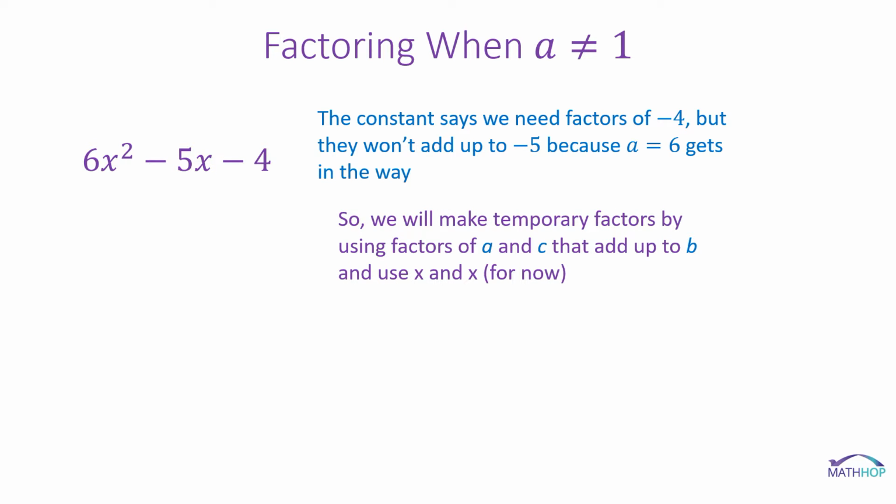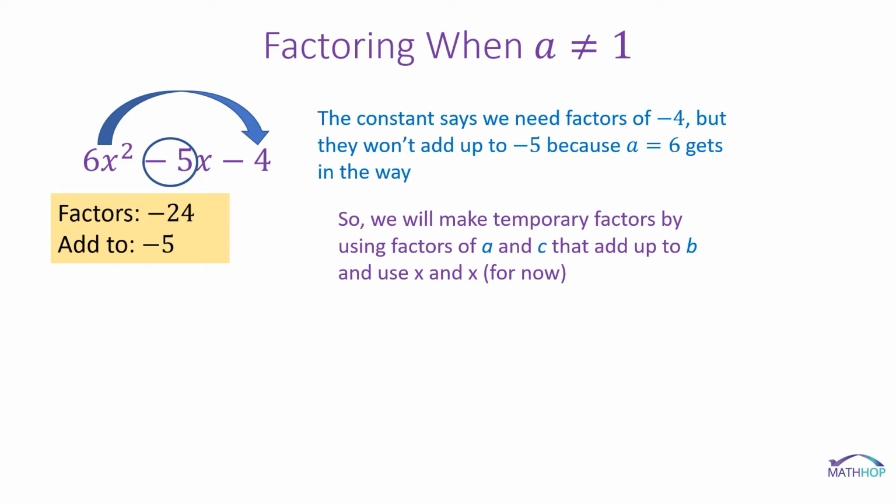So temporary factors are made using A and C. Remember the rainbow. 6 times negative 4. Factors of 6 times negative 4 that add up to B, negative 5. And we're going to put those factors in with x and x just for now. All right, so factors of negative 24 that add up to negative 5 would be negative 8 and 3. So we're going to use negative 8 and 3 along with x and x to set up temporary factors. And that looks like this: x minus 8, x plus 3.